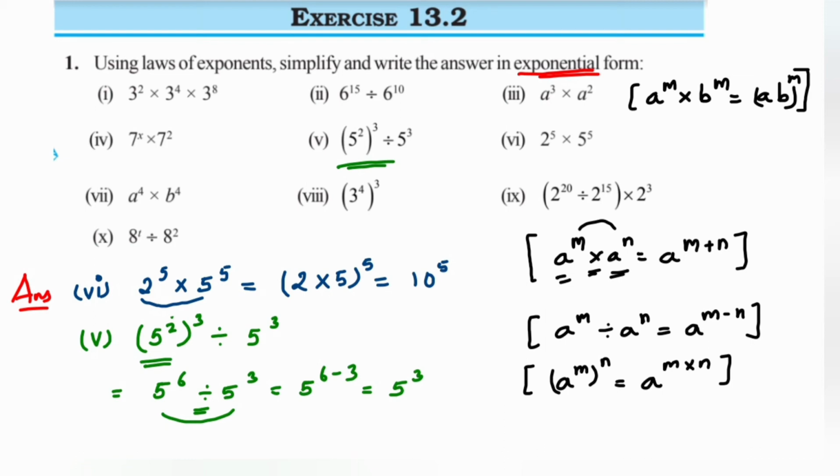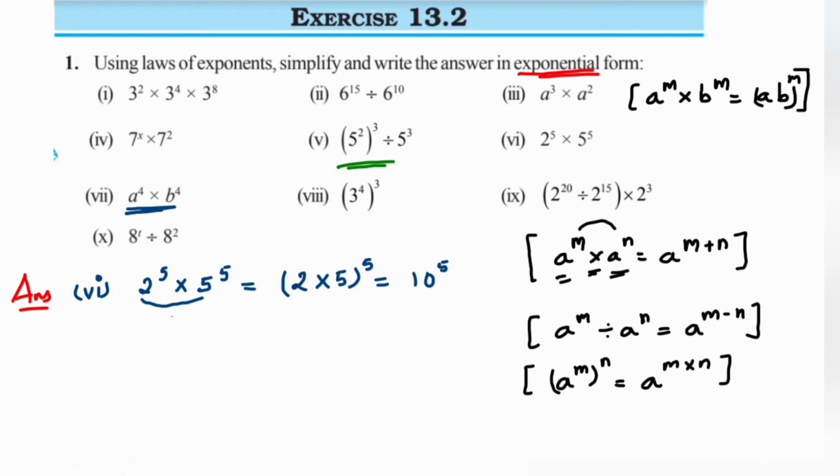Then next, 7th question. So 7th question, again same thing. If you observe, the bases are different and the powers are same. We're going to use the same law to do this. So we have a to the power 4 multiplied by b to the power 4. Now bases are different, powers are same, so just multiply the bases. So a into b and write down the power same. So this is (ab), put the bracket and write to the power 4.